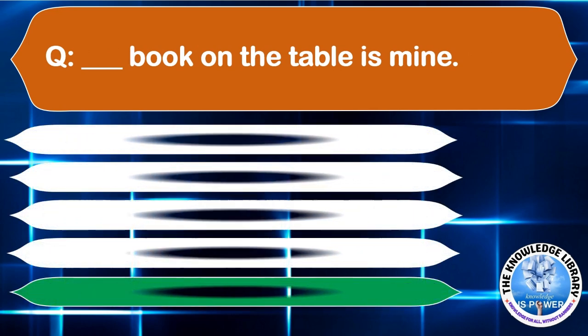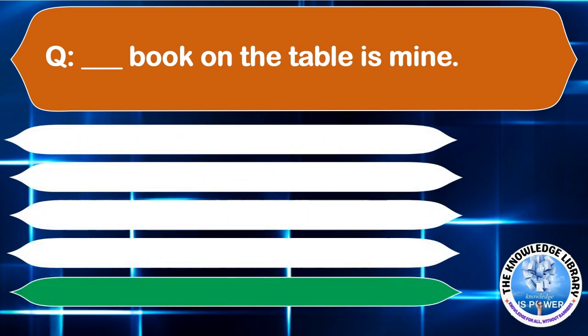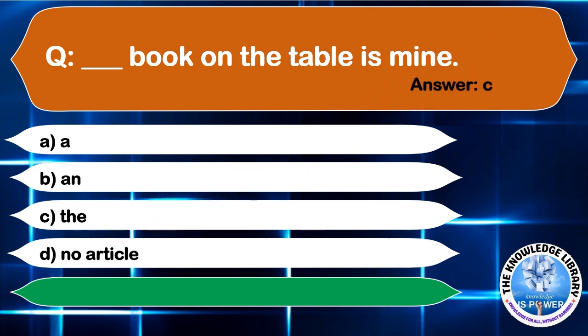Dash book on the table is mine. Option A. Option B, an. Option C, the. Option D, no article. The correct answer is option C, the. Moving to the next question.